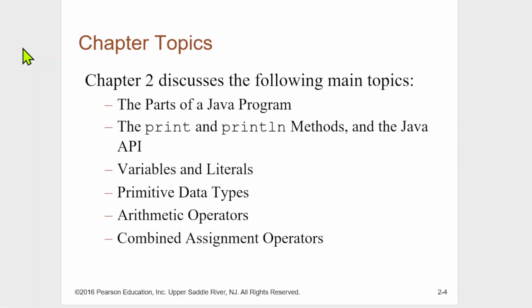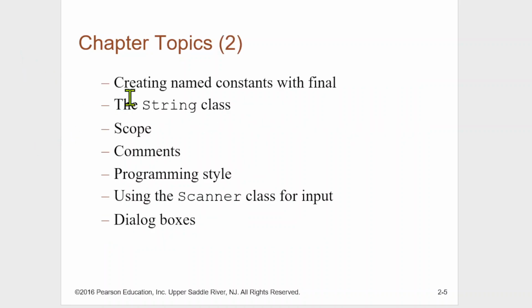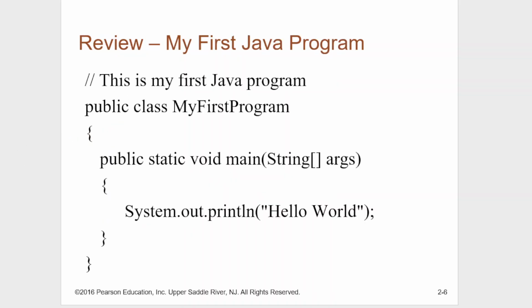All right, so we're going to start with chapter 2. I think chapter 2 is going to take us 2 weeks because it's a pretty big chapter. The main topics we're going to follow are parts of a Java program. We're going to learn the print and print line methods and the Java API. We're going to learn about variables and literals, primitive data types, arithmetic operators, and combined assignment operators. We're also going to be creating named constants. We're going to learn about the string class, scope, comments, programming style, using the scanner class for inputs, and dialog boxes.